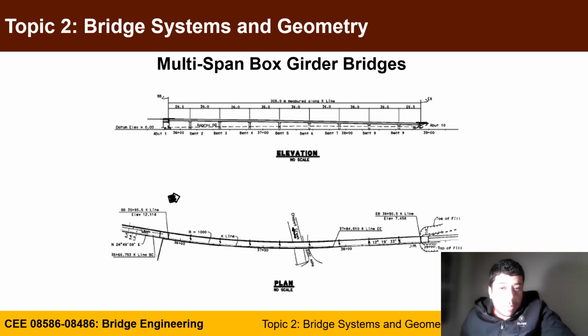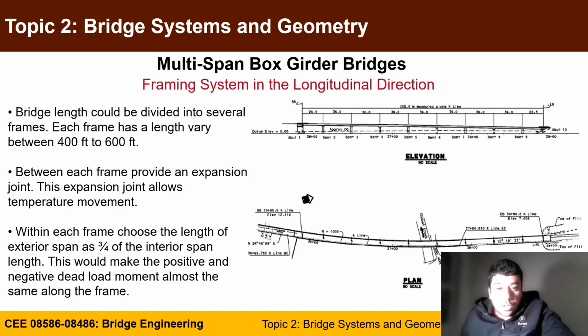Multi-span bridges with box girders, as you can see from an actual bridge, are usually very nice if you have curvature because of the torsion capability and resistance. And those types of bridges can go up to 400 to 600.